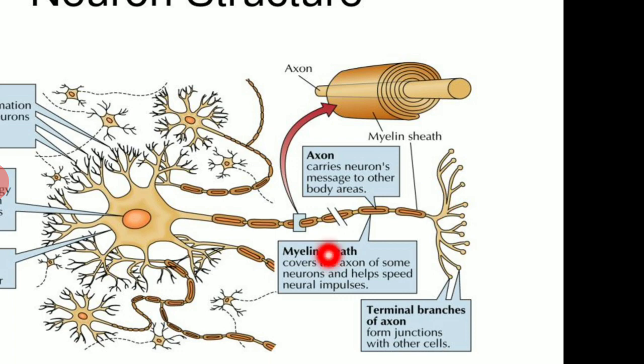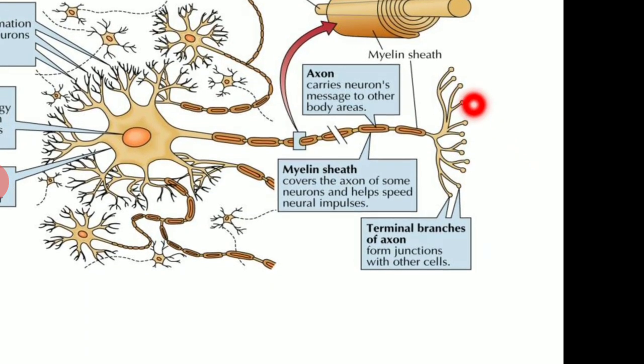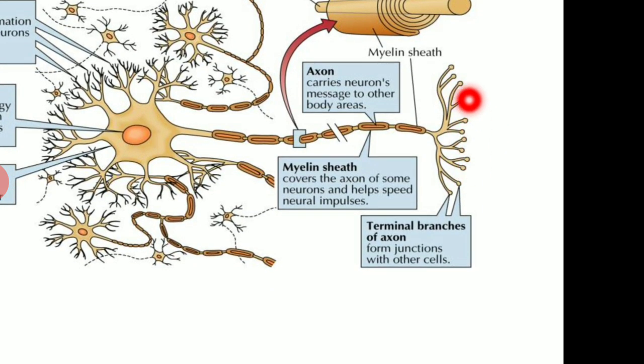Now this axon is covered by myelin sheath, which is basically a covering. It helps speed of neural impulses, and these are terminal branches of axon which form junction with other neurons, which is known as a synapse.